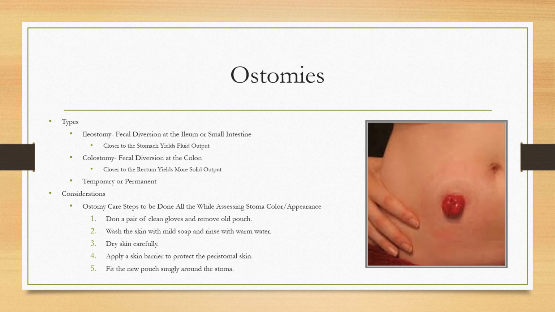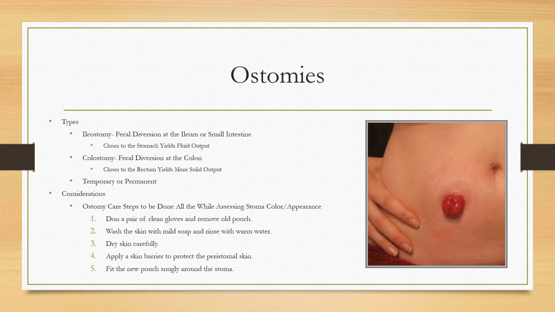Okay, so let's just briefly talk about ostomies. There's two types. An ileostomy is where gastrointestinal contents, so fecal contents, are diverted from the ileum, or the small intestine, usually the ileum though, into the abdominal wall, right? A colostomy is diversion from some segment of the colon, whether it's the ascending, the transverse, or the descending colon.